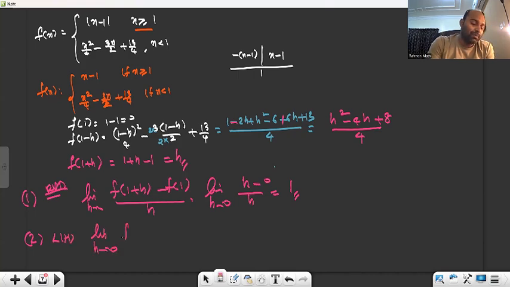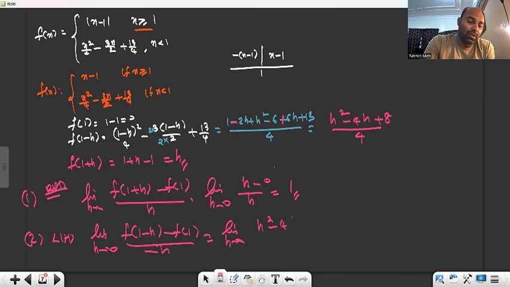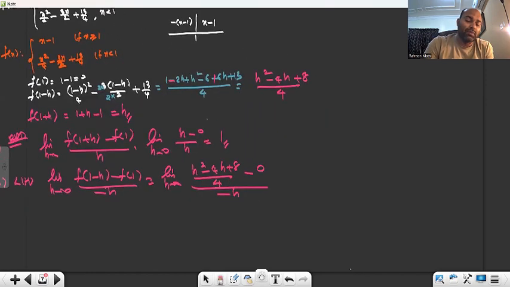Limit h tending to 0, f of 1 minus h minus f of 1 by minus h. Limit h tending to 0. What is 1 minus h? 1 minus h we found h square minus 4h plus 8 by 4 minus, what is 0, by minus h. So when we are simplifying, you can see, no mistake, I think. Okay, no problem. This calculation part is correct only. It is not eliminating.